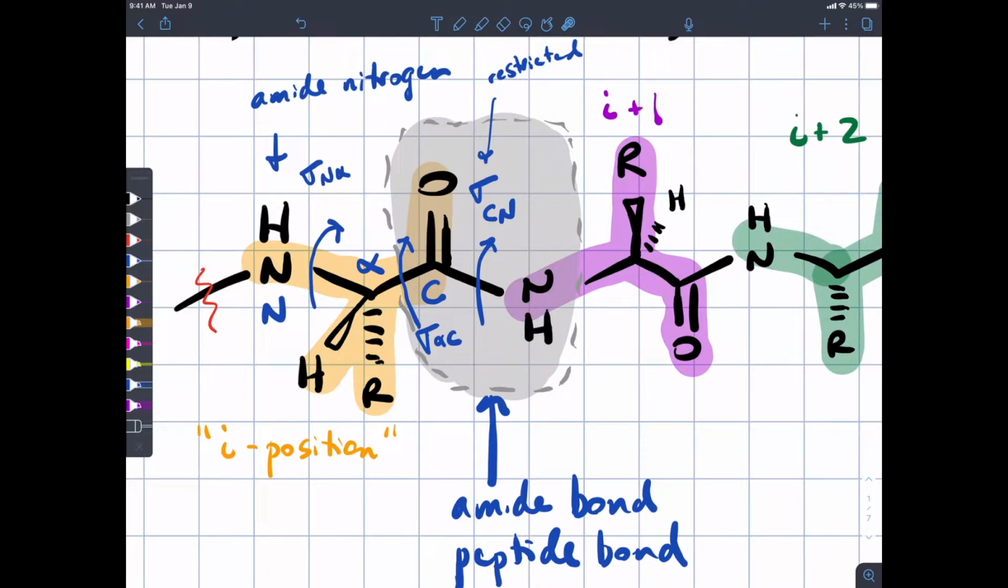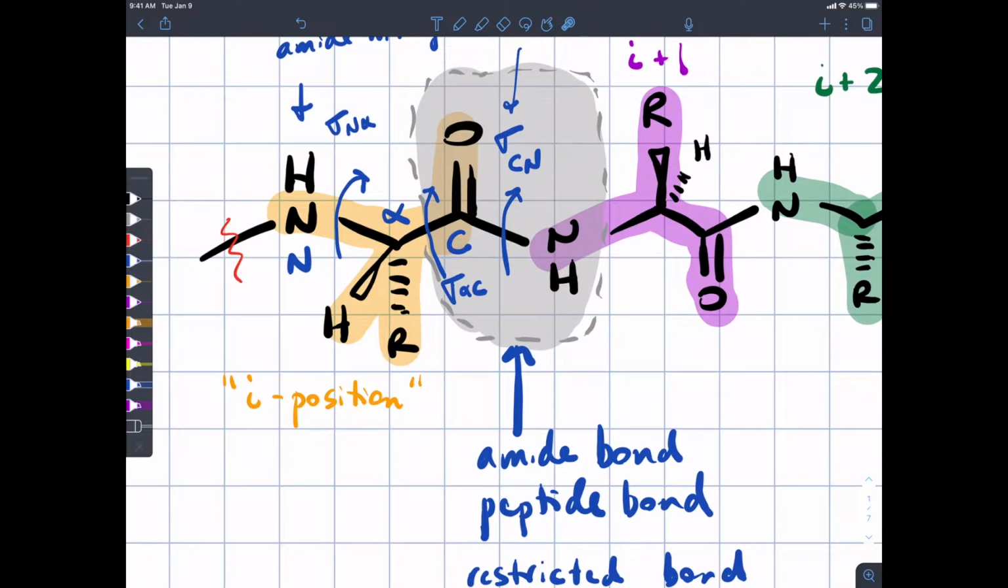Interestingly, though, this is not going to be like, I think in 351 you learned about butane and ethane. You learned about staggered versus eclipsed, gauche versus anti. But in those cases, the two atoms bonded to each other were sp3 hybridized. Here, you've got an sp2 atom bonded to an sp3 atom. So the geometry is just a little bit different, and that can influence protein structure.